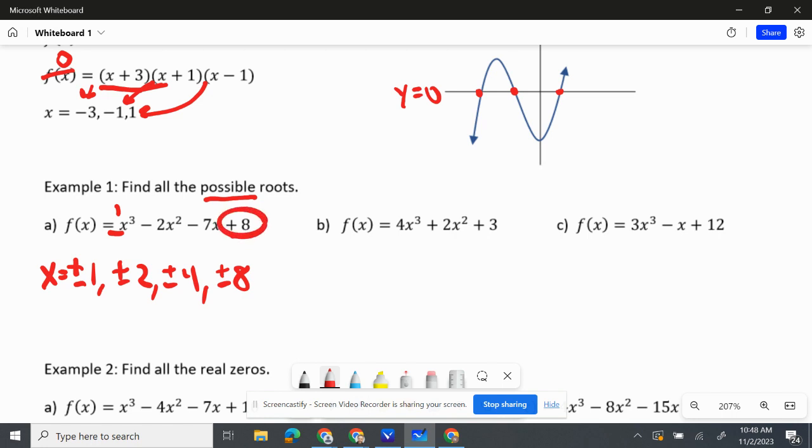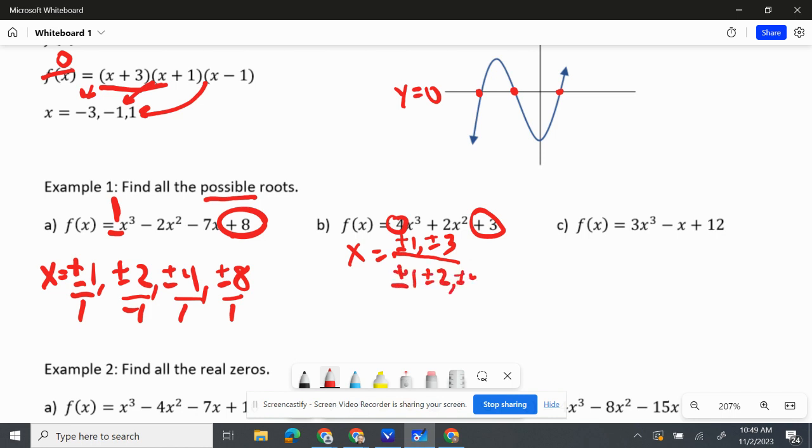Now, letter B is a little bit more complicated because we have all the factors of 3, which of course would be 1 and 3. And then we have all the factors of 4. Before, factors of 1 is just 1, so if we divided all these by 1, obviously it would still be the same number. That's why we didn't even put it. But the factors of 4 are a little bit more complicated because we have plus or minus 1, plus or minus 2, and plus or minus 4.